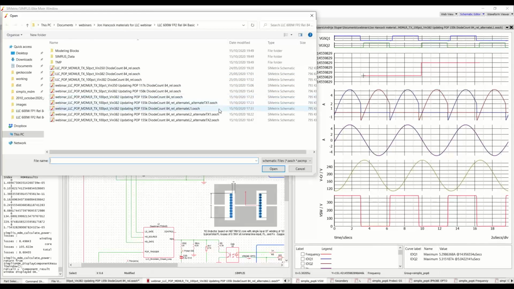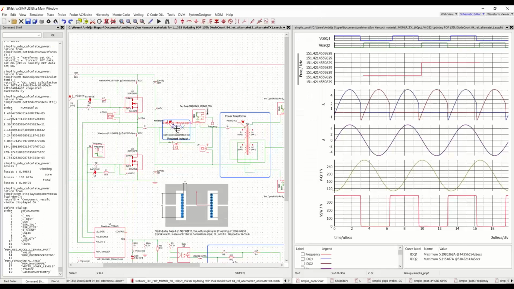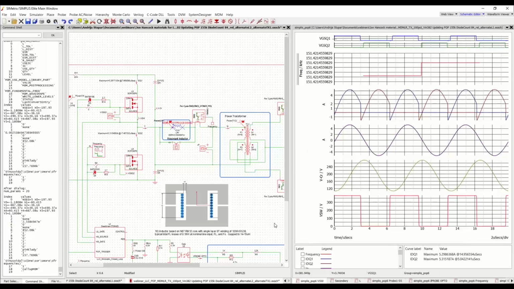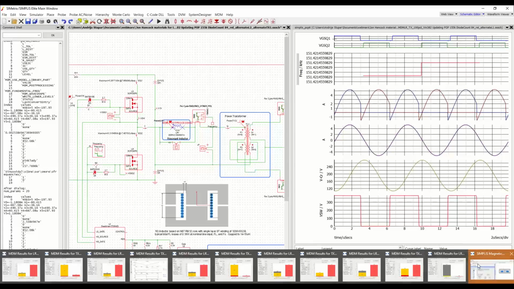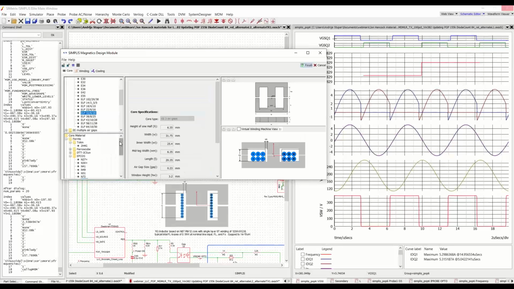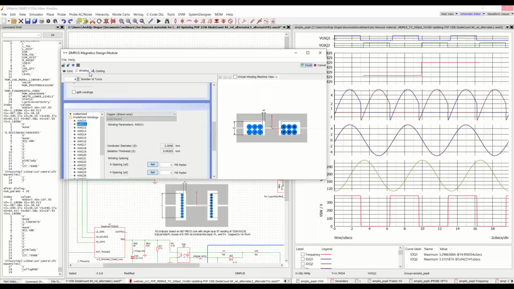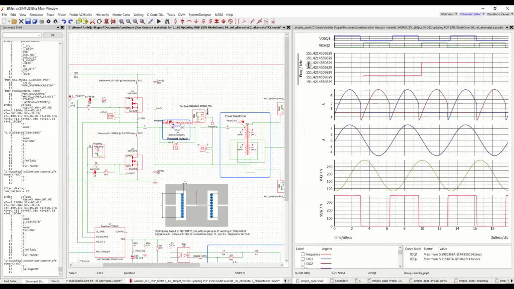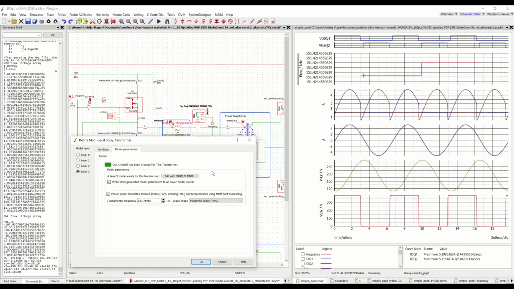But we could try a different one. So, sticking to an ELP core, the ELP32, but let's reduce that air gap, because that is really what killed us there. Reduce the number of turns, still use pretty big wire. Let's see what that gives us. And also here, I tried modifying the transformer as well.